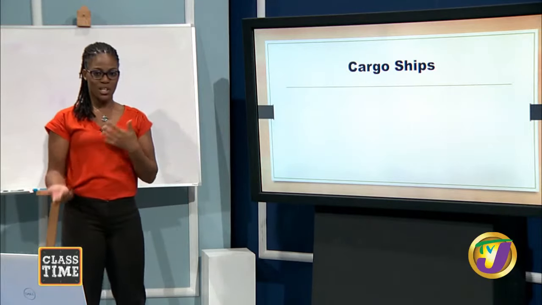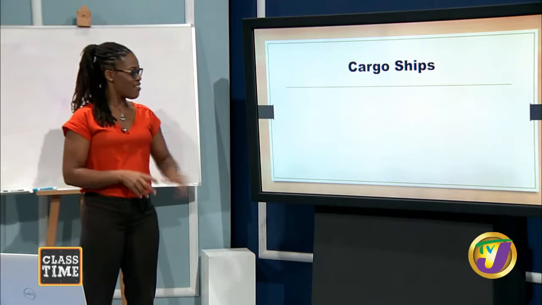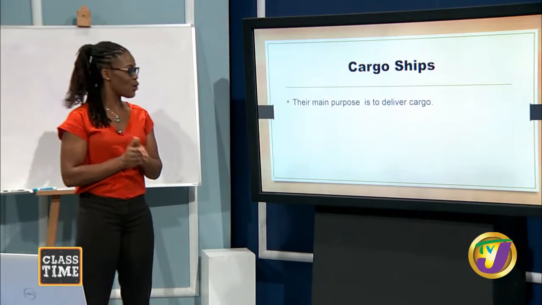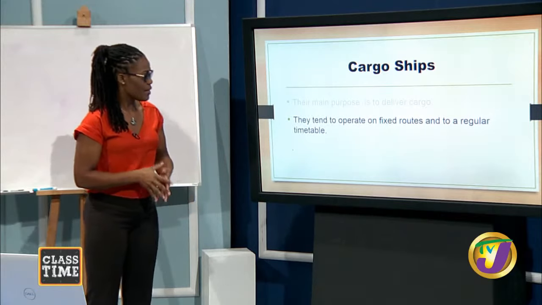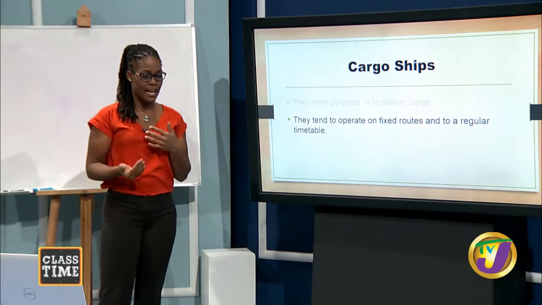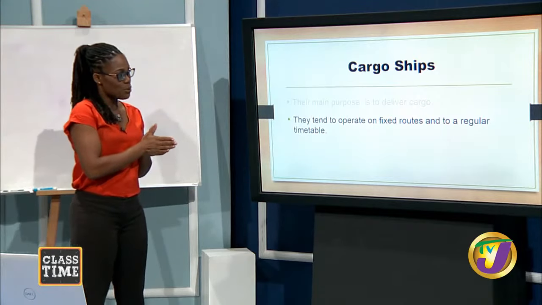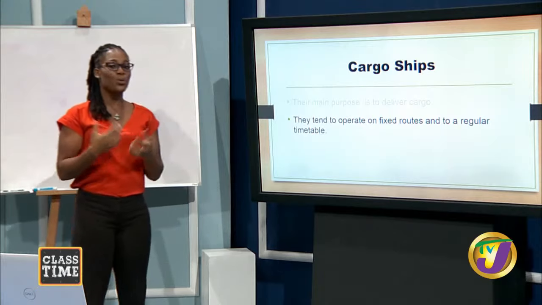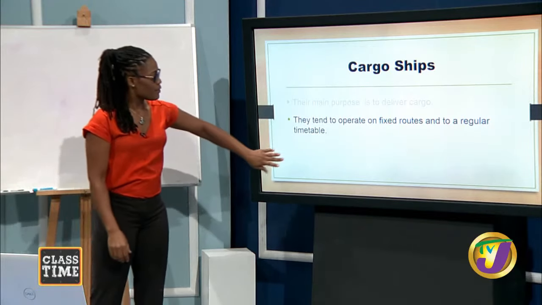What about cargo ships, as the term suggests, right? So the main purpose is to deliver cargo. They tend to operate on fixed routes and regular timetables. Like again, when they operate on fixed routes, you're guaranteed you can have an estimated time of when your goods will arrive at the port, right?